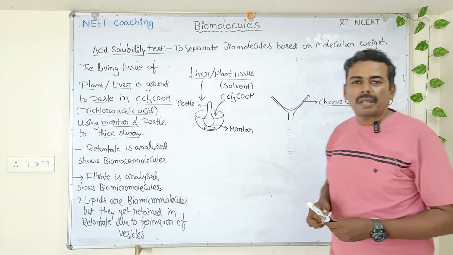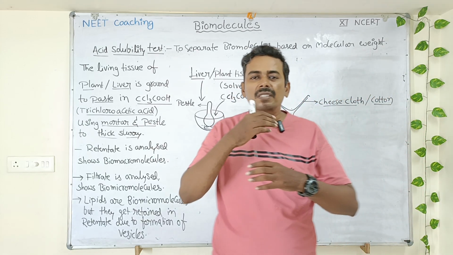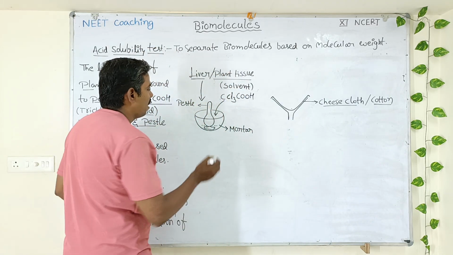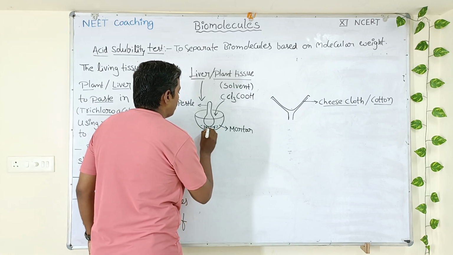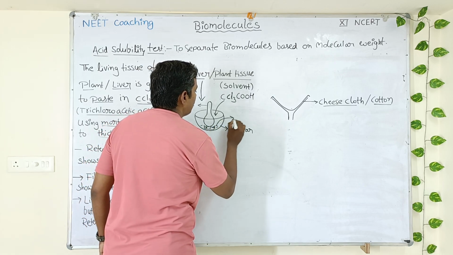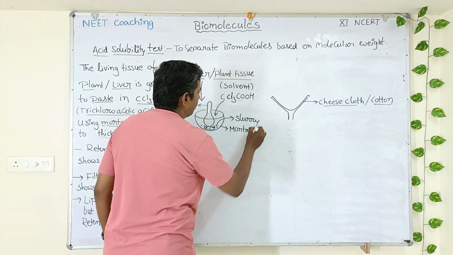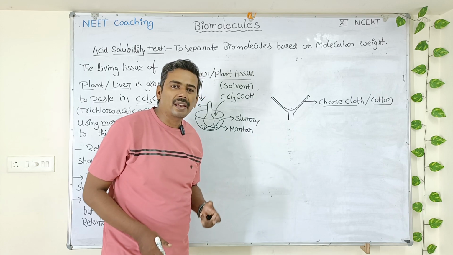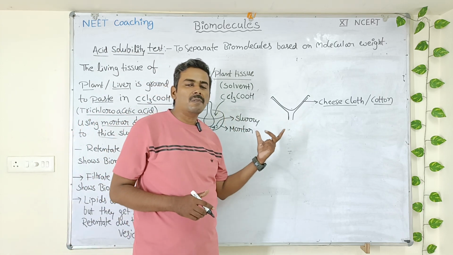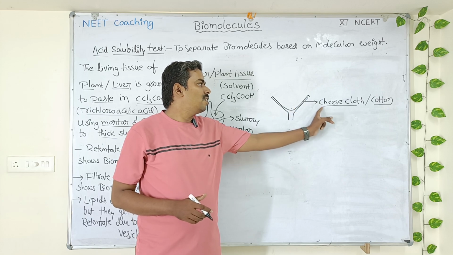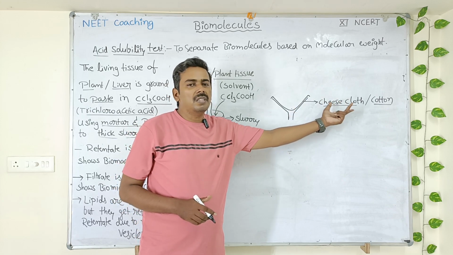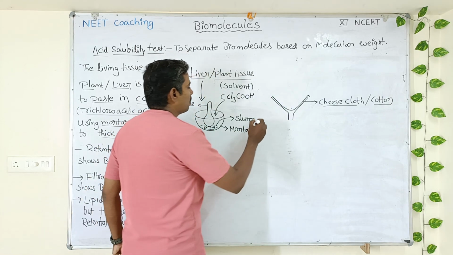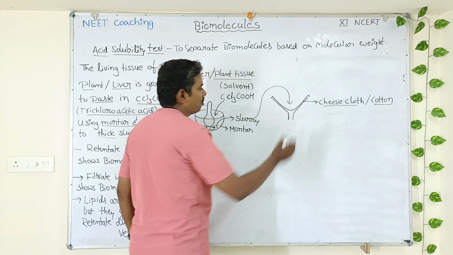After some time, all the liver tissue gets mixed with trichloroacetic acid and changes into a paste-like consistency, and finally we get what is called slurry. The paste-like material of liver tissue, we call it slurry. Now it is time to filter the slurry. How can we filter the slurry? We are using cheesecloth as a filter, or we can even use cotton. We put cheesecloth in a funnel and transfer the slurry from the mortar into this cheesecloth.